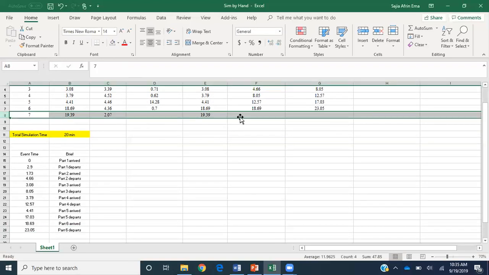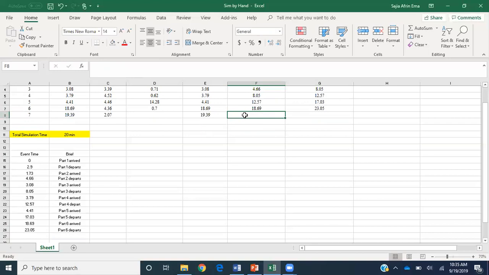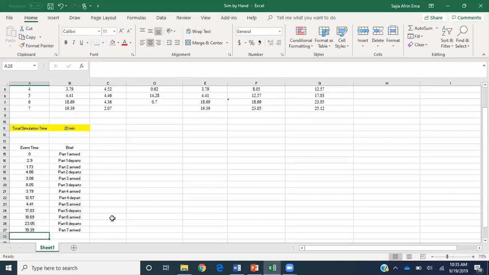Part 7 arrived into the system at 19.39 minutes. What time will it join the service? When part 6 departs, and when will it leave the service? At 25.13 minutes. So I'll just write them. 19.39 minutes. What happens? Part 7 arrived. And then at 25.12 minutes, part 7 will depart.